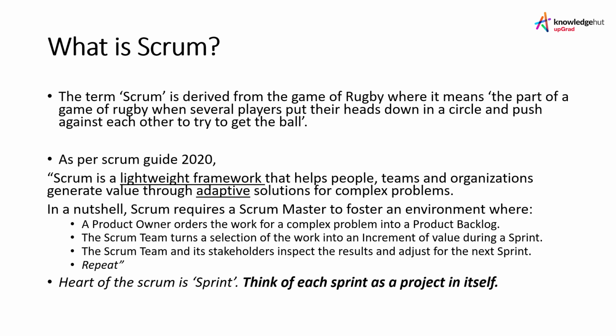So in Scrum, the Scrum Master is there to foster an environment where, number one, a product owner orders the work for a complex problem in a product backlog. Number two, there is a Scrum team which turns selected work items into a working product or a working service, which is called an increment, during the sprint. And third, the whole Scrum team and its stakeholders come together at the end of the sprint. They inspect the results and then make adjustments accordingly for the next sprint. And this whole process keeps on repeating.